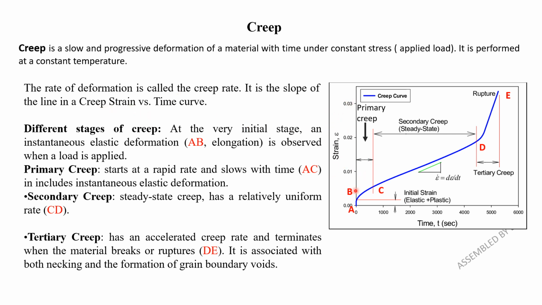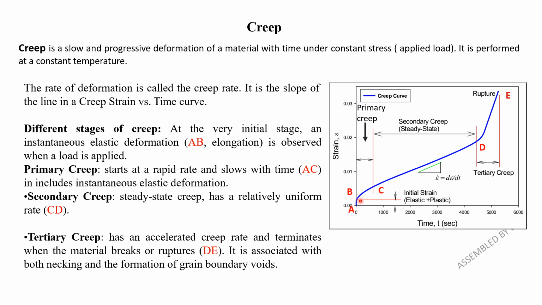So you can see the plot over here, strain versus time. You have the initial strain, in which you have elastic and plastic behavior. This region is primary creep, then C to D is secondary creep, then D to E is tertiary creep, and after E it is rupture. So the different stages of creep: at the very initial stage, an instantaneous elastic deformation, that is A to B.